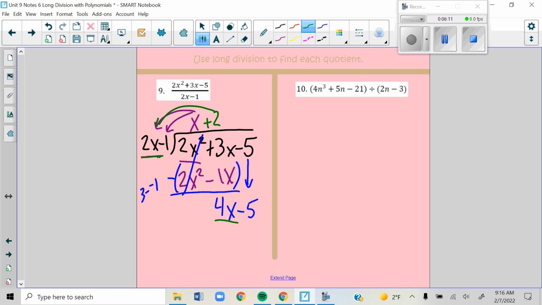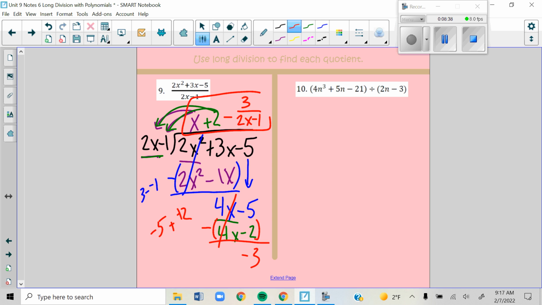So that goes to both of those terms. So we have 4x minus 2. Then you're going to go ahead and put that into parentheses and subtract. My 4x's will cancel. And then I have negative 5 minus negative 2. Minus a negative turns to plus a positive. And we have negative 3 here. It's a whole number, so that's my remainder. So minus 3 over 2x minus 1. So notice I have that minus in front of that because it was a negative 3.